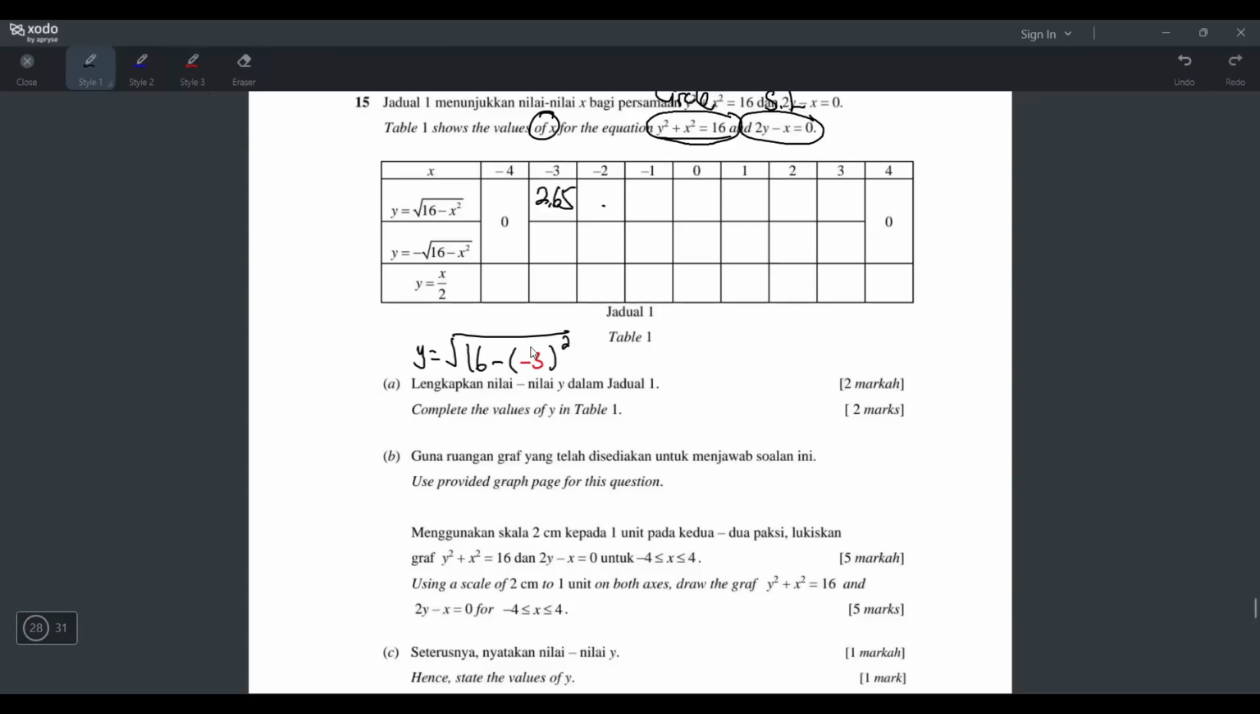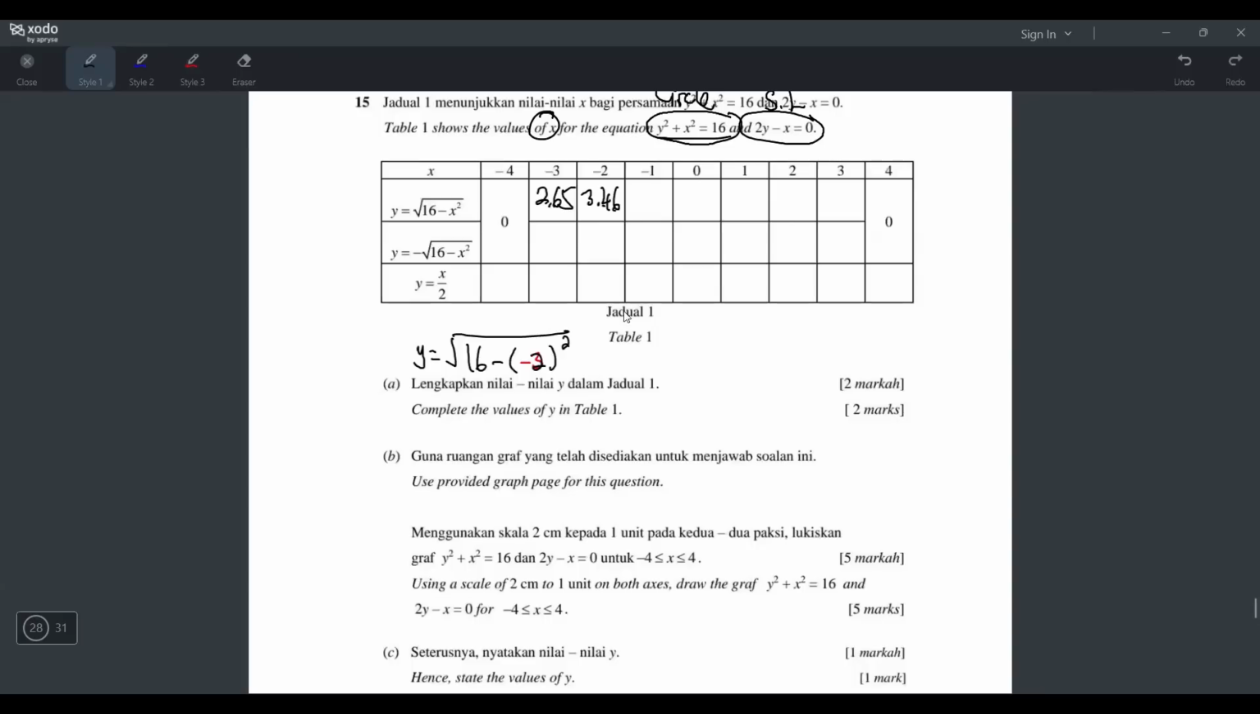Okay, now for negative 2, just replace this with negative 2. Now press 16 minus 4, which is 12, and then square root answer. Okay, my calculator gives me, write in 2 decimal places also, 3.46 positive. So just write 3.46. Okay, do the same here. Negative 1 square is positive 1, and then square root 15.